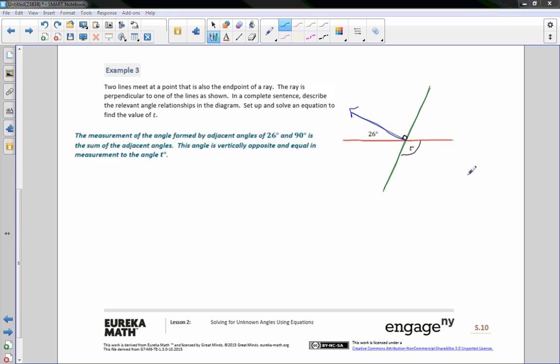Okay, so a complete sentence would be the measurement of the angle formed by the adjacent angle of 26 degrees and 90 degrees is the sum of the adjacent angle t. So I could call this like y or something like that. This angle is vertically opposite and equal in measurement to angle t. So if I called that whole thing y, then I'd say y degrees equals t degrees because vertical angles are congruent. But y is made up of 26 plus 90. So I'm going to say 26 degrees plus 90 degrees, which is my y, equals t degrees. 26 plus 90 is 116 degrees, so that is my p, 116 degrees.